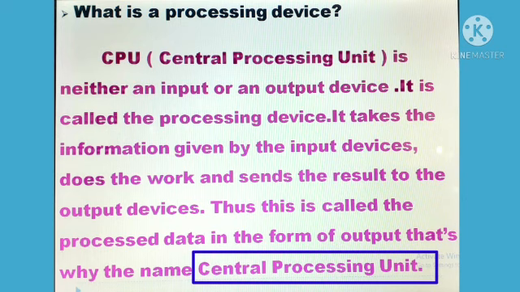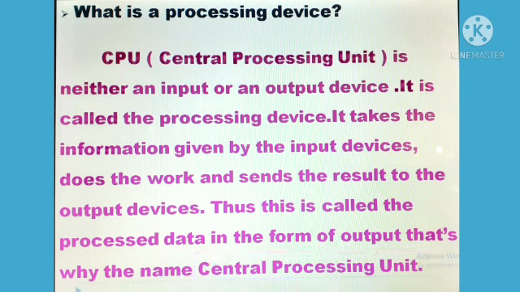So children, what is a CPU? It is neither an input nor an output device. It is a processing device which takes the input with the help of input devices, processes the data in the processing device, and then gives you the desired result with the help of output devices. That's why it is called the processing device. So the name comes Central Processing Unit.